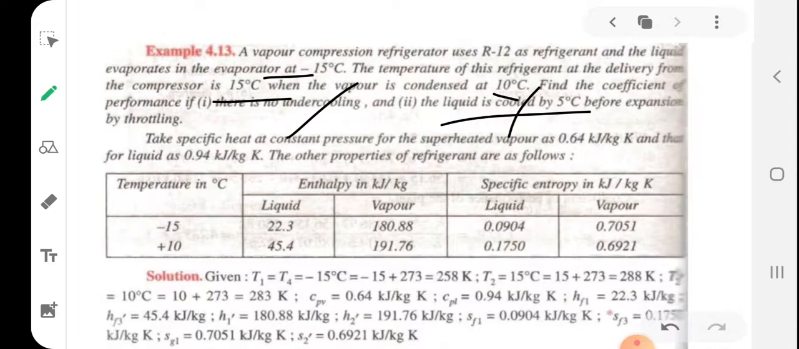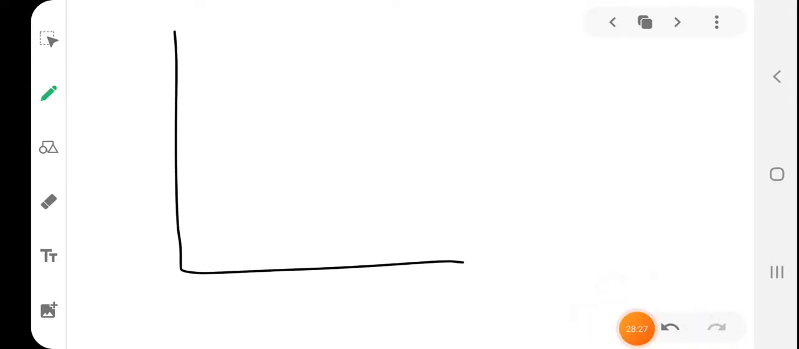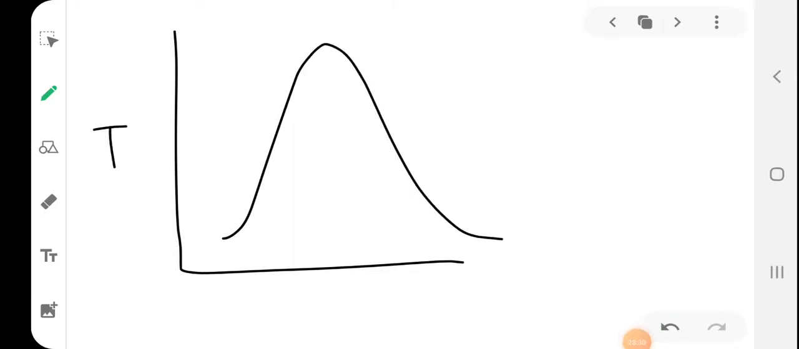So how to find out? Students, here take the specific heat at constant pressure for superheated vapor as 0.64 kilojoule, and that for liquid as 0.94. Other properties are directly given in the question, so you don't need to obtain those values from the reference table. Already the values are given. Now you have to draw the TS diagram. How to draw the TS diagram? So this will be the TS diagram.